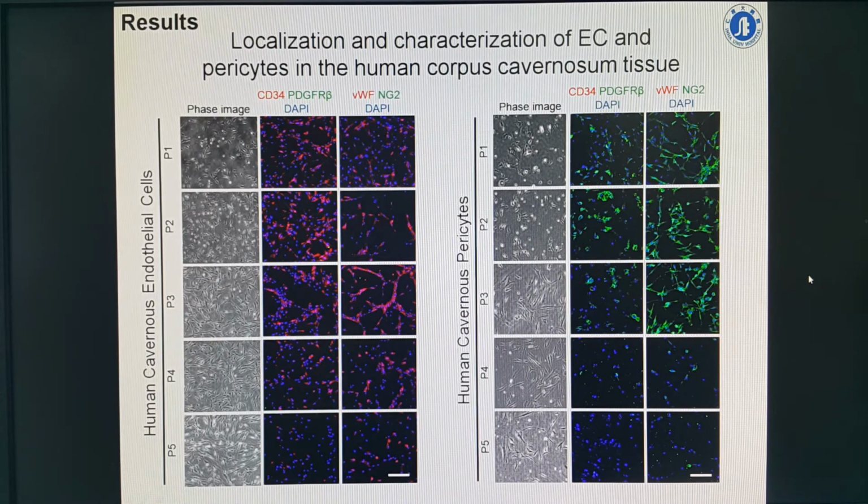We also found the morphology and phenotype of primary cultured cells changed according to the passages. Both kinds of cells show positive cell markers. However, from passage 4, the expression of these markers decreased significantly. This data suggests that the primary cultured EC and PC are better used from passage 1 to passage 3.